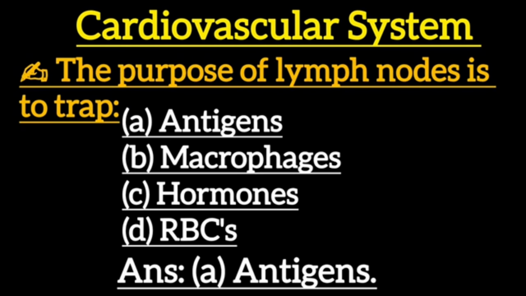Next one is, the purpose of lymph nodes is to trap option A, antigens. Option B, macrophages. Option C, hormones. Option D, RBCs. Correct answer is option A, antigens.